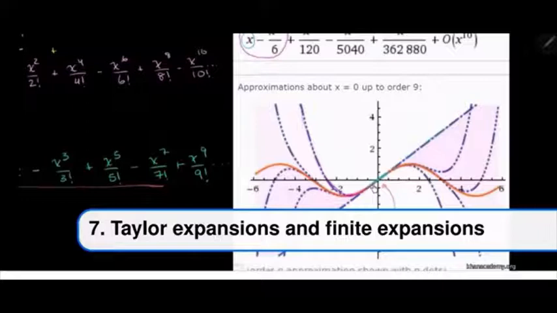Hi, in this video series I will be explaining Chapter 7, Taylor expansions and finite expansions. What we will learn in this chapter is an essential tool that can be used to study approximation of functions by polynomials. But first, why do I need to approximate functions by polynomials?